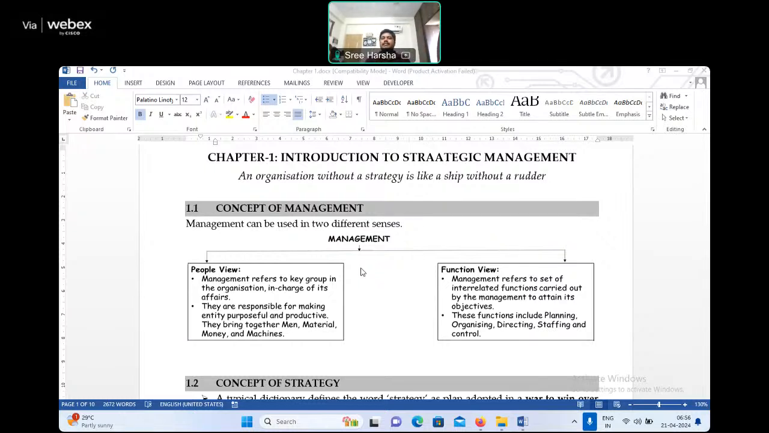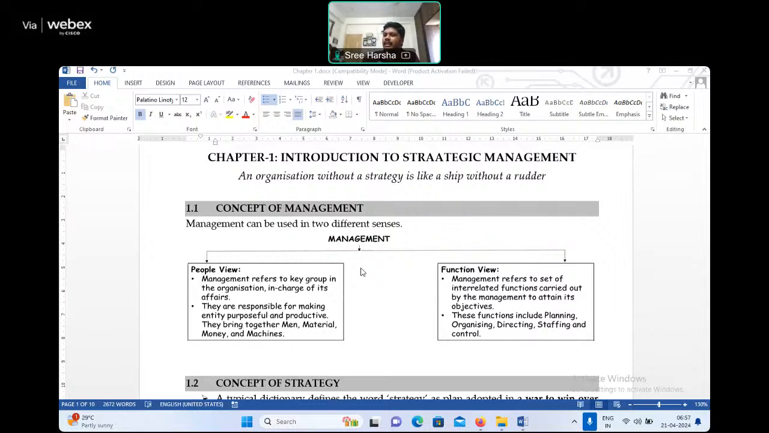So, the concept of management. Strategic management is a term which comes from 2 words, right? Strategy and management. So what is management? Very simple. Before going into the definition, what do we mean by management?